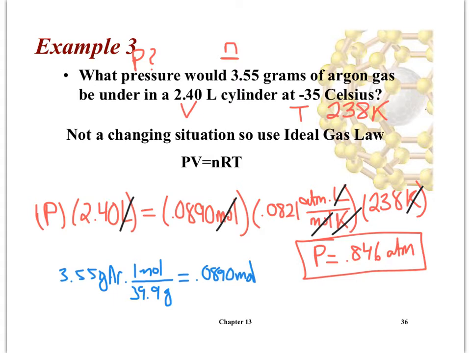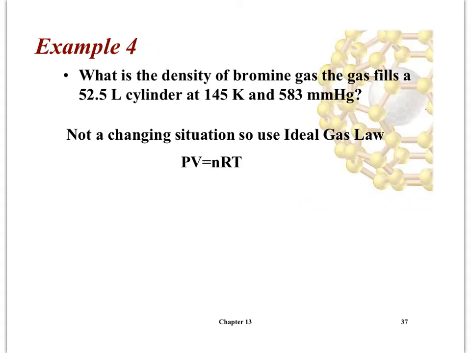Let's look at the next one. Example 4 says, what is the density of bromine gas that fills a 52.5 liter cylinder at 145 Kelvin and 583 millimeters of mercury? So I'm going to go again and label my units. What density? So I'm looking for density. I'll put question mark, density, and density is mass over volume. I know that.